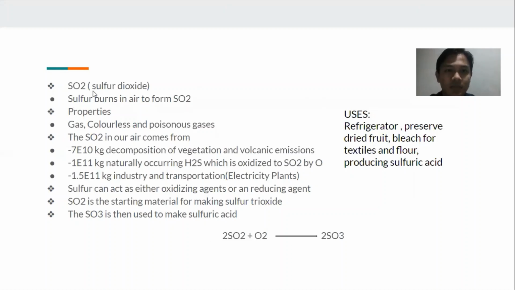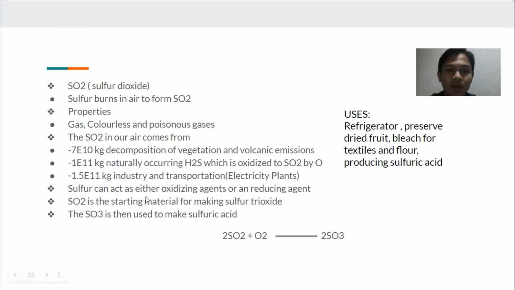And for sulfur dioxide, sulfur burns in air to form sulfur dioxide. And the properties of sulfur dioxide: it is a colorless and poisonous gas. The sulfur dioxide in our air comes from approximately 7 x 10^10 kilograms of decomposition of vegetation and volcanic emission, approximately 1 x 10^11 kilograms of naturally occurring H2S, which is oxidized to sulfur dioxide by oxygen, and approximately 1.5 x 10^11 kilograms from industry and transportation, which is electricity plants.